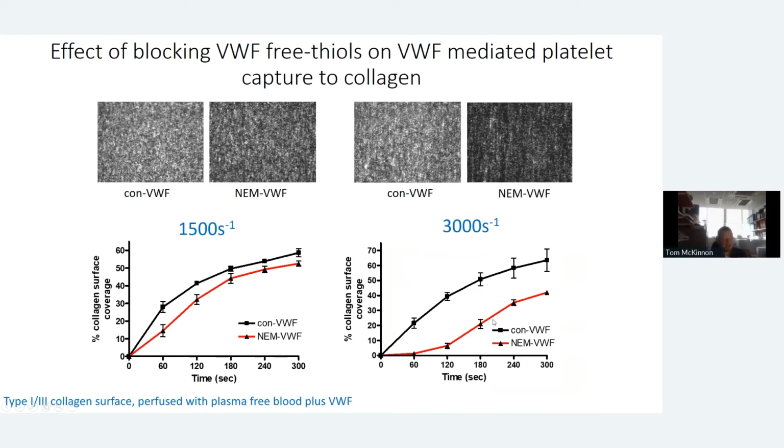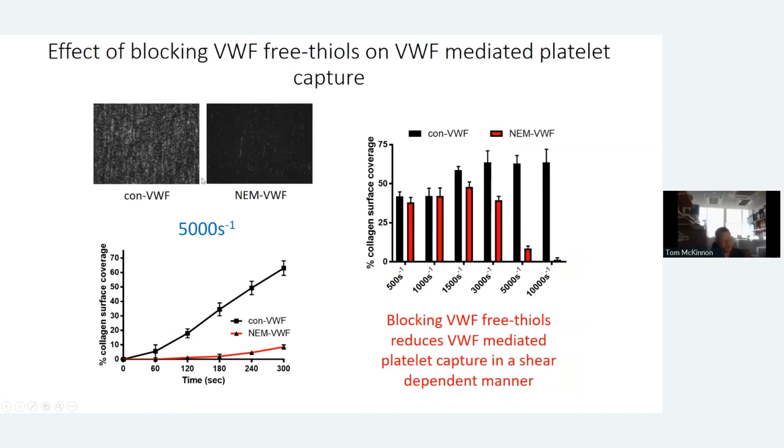However, when we increased the shear rate up to 3000 inverse seconds, it became apparent that the thiol-blocked VWF was beginning to lose function. And when we took the shear rate up to 5,000, which as I said before is beginning to go past the top end of the normal human range, we saw that whilst the control VWF could happily capture platelets, the NEM-treated protein, i.e. the thiol-blocked protein, was virtually unable to capture platelets. So blocking VWF free thiols was able to reduce VWF-mediated platelet capture in a shear-dependent manner.